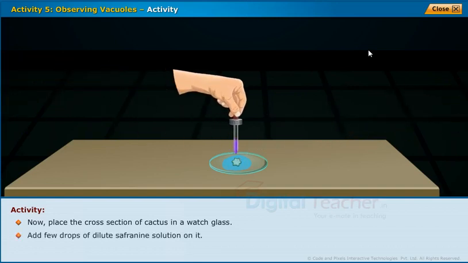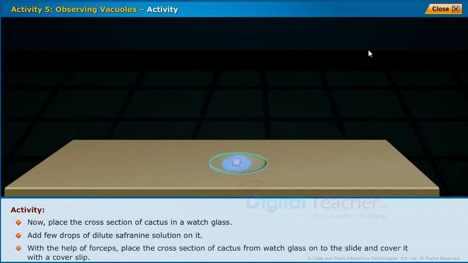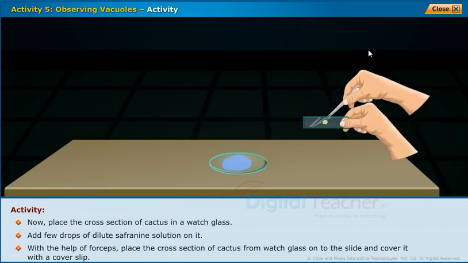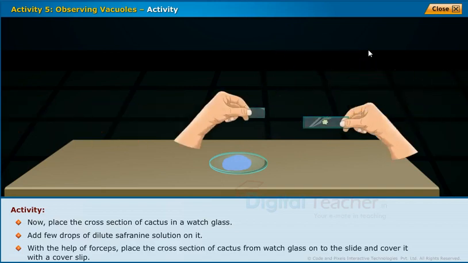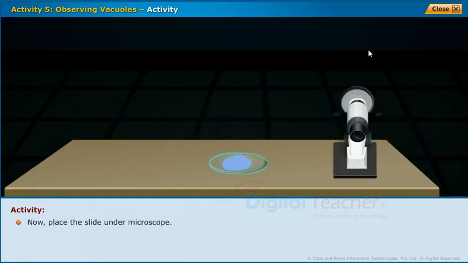Add few drops of dilute safranin solution on it. With the help of forceps, place the cross-section of cactus from watch glass onto the slide and cover it with a cover slip. Now place the slide under microscope. Observe it under low and high power.